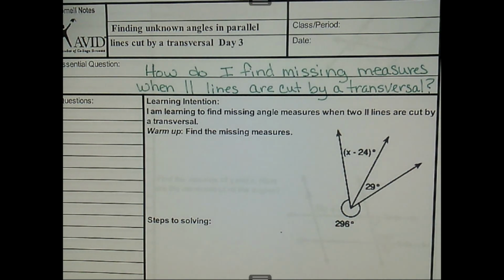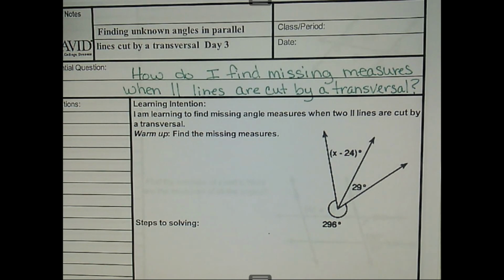Hello class, today we are looking at day 3 of finding unknown angles in parallel lines cut by a transversal. So, the essential question is, how do I find missing measures when parallel lines are cut by a transversal? Your learning intention: I am learning to find missing angle measures when two parallel lines are cut by a transversal.